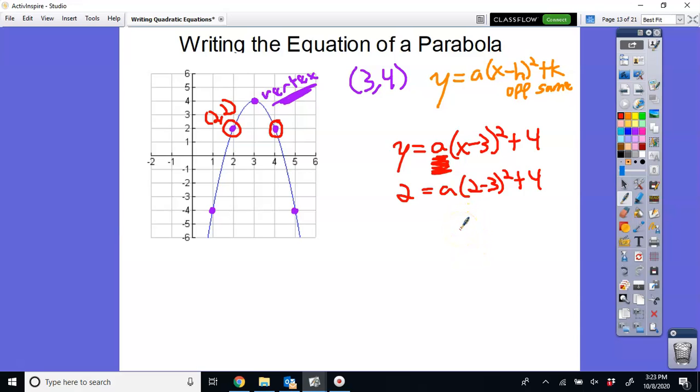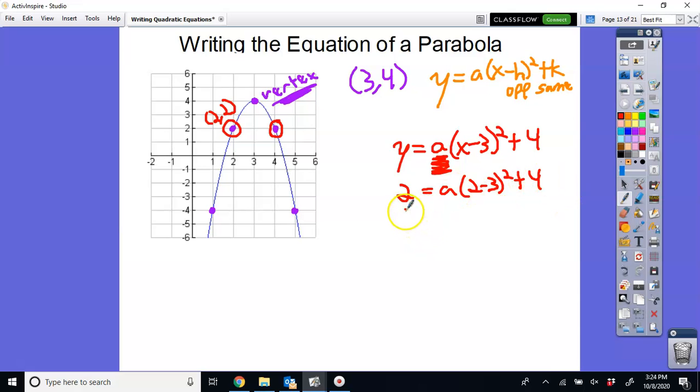So this is the exact same thing that we did when we looked at writing linear equations, where we plugged in the slope, and we plugged in another point to find the y-intercept, the beginning amount. It's the same concept. We plug in the vertex, we plug in another point on the parabola, and it'll help me get that a value.